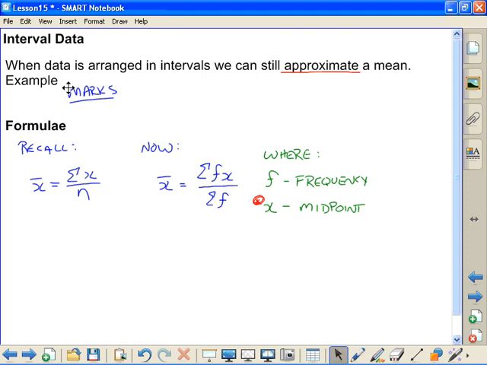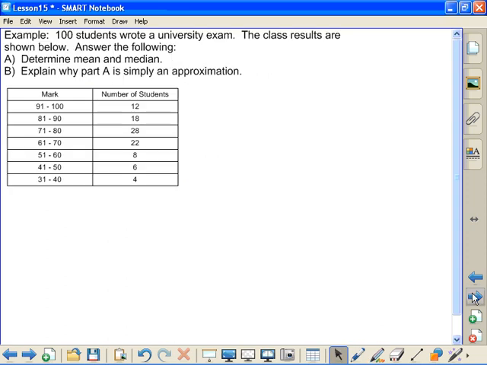Again, the formula is simply: we take frequency multiplied by the midpoint, we add them up, and then we divide by the sum of the frequency. So on to an example, the final one here. 100 students wrote a university exam. It's not uncommon to have 100 students in a class at university. Class results are shown below. I want to find the mean and median, and explain why part A is simply an approximation. I've already talked about that in the previous discussion.